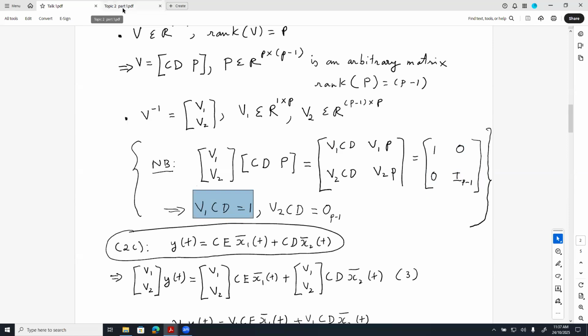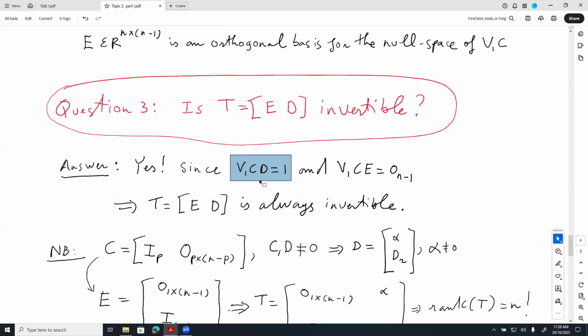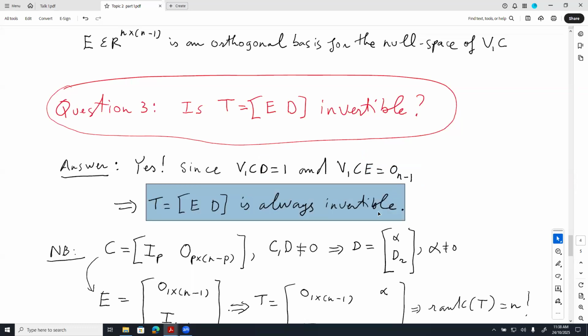It means that we already pick the output measurement, and we already ensure that the observer matching condition holds. In other words, this condition holds. Because this condition holds, and because V1CE is 0, that means that D and E are independent from each other. And that means that the matrix T is always invertible. All right, so that's a very good outcome.